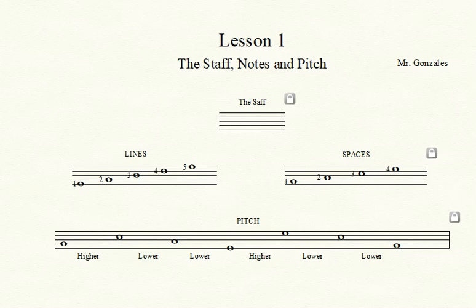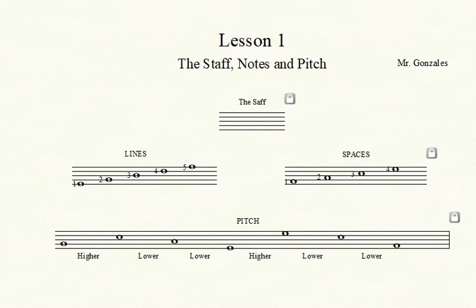In today's lesson, we will go over the staff, notes, and pitch. The main objective of this lesson is to be able to identify the 5 lines and 4 spaces of the staff, as well as being able to identify higher or lower pitch. Let's get started.